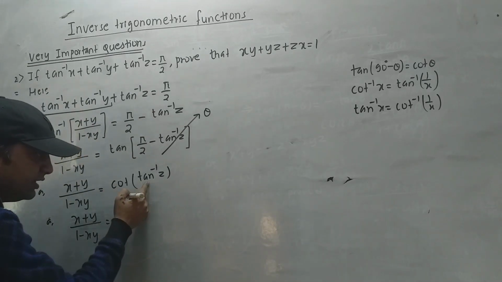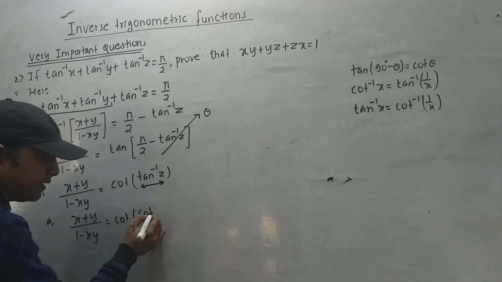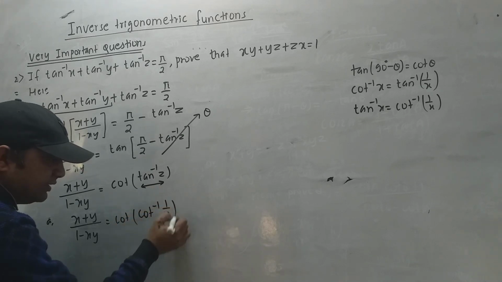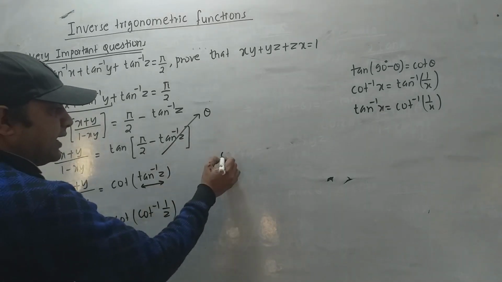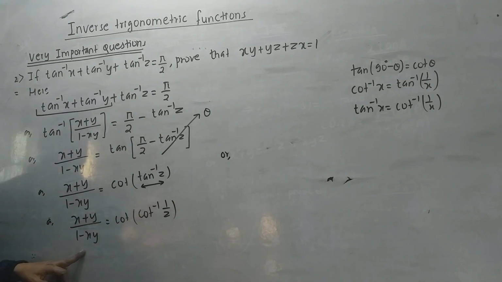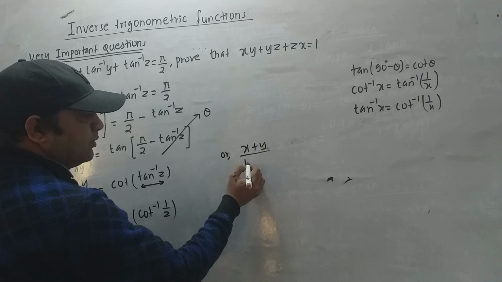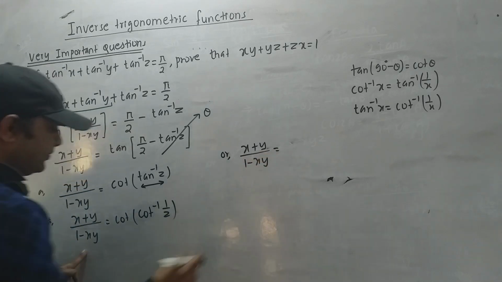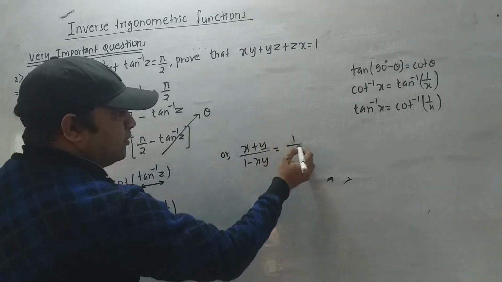So for this tan inverse z, I am writing here cot inverse 1 by z. Cot and cot inverse will cancel the effect of one another, and here it is 1 by z left on the right hand side. So here it is x plus y divided by 1 minus xy equals 1 by z.